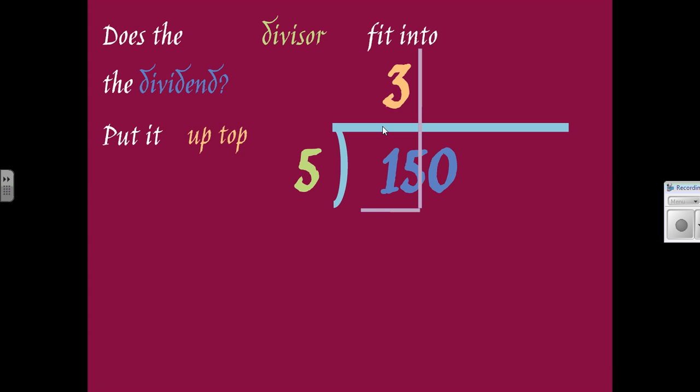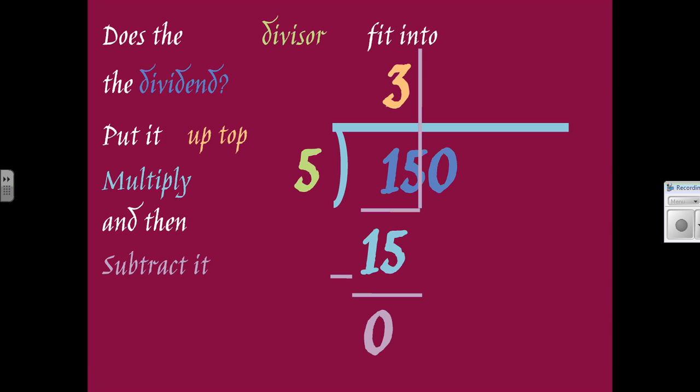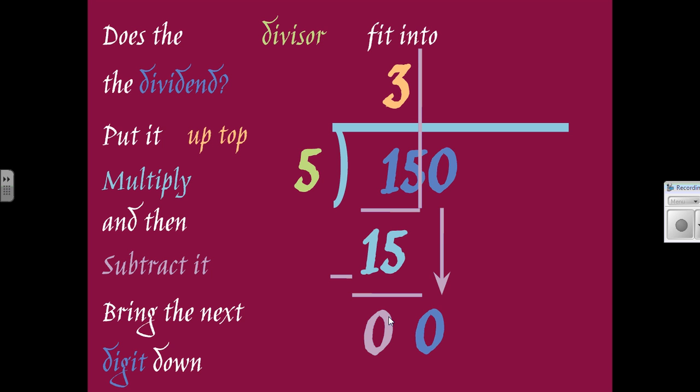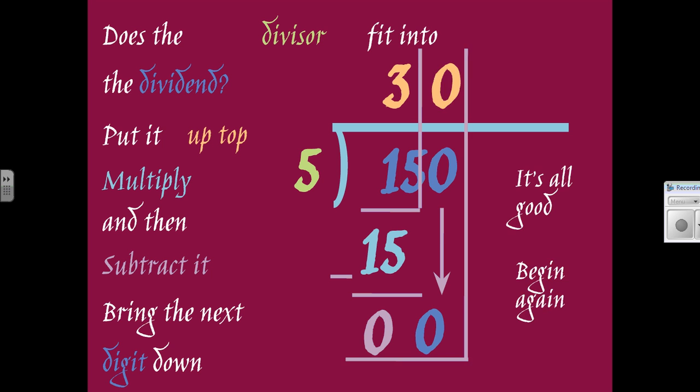So I'm going to put it up top. So I put my 3 right above my 15. And that's why I create this shelf, just to keep myself organized. Then I'm going to multiply and then subtract it. So I multiplied 5 times 3, which was 15. And then I subtracted 15 minus 15, which is equal to 0. Bring the next digit down. It's all good. Begin again.